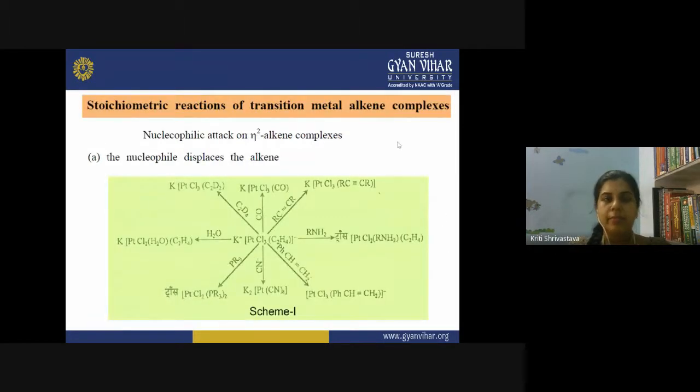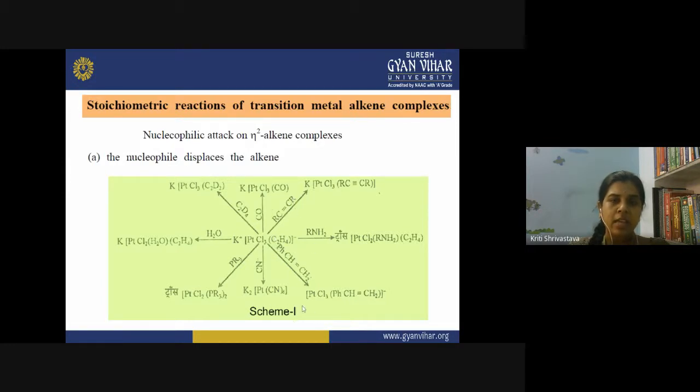Let us move forward and look at the stoichiometric reactions of transition metal alkene complexes. Stoichiometric reactions follow the stoichiometry, and what are these reactions? First of all, let us see the nucleophilic attack on the eta-2 alkene complexes. When a nucleophile attacks such a complex, what happens? Generally, when the nucleophile is stronger than the alkene itself, it will replace the alkene. So the first category of reaction is those in which the nucleophile displaces the alkene. Displacement of alkene takes place. The alkene is thrown out of the complex and the incoming nucleophile takes its place.